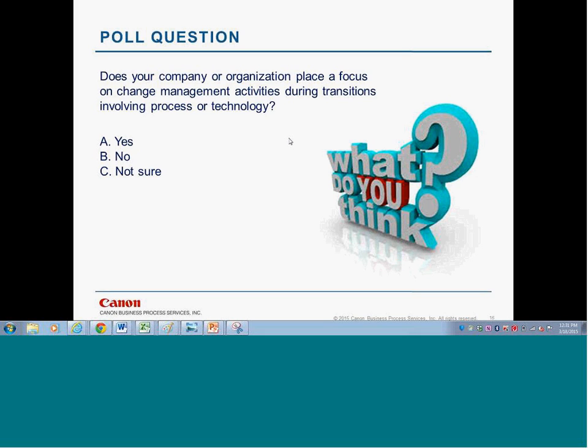I'm also glad to see that people have an opinion and that there are not too many people who aren't sure about that. That tells us that you're really on the pulse of what your companies are doing around change management and the investment that they're willing to make in it.